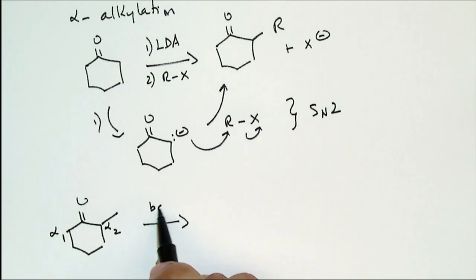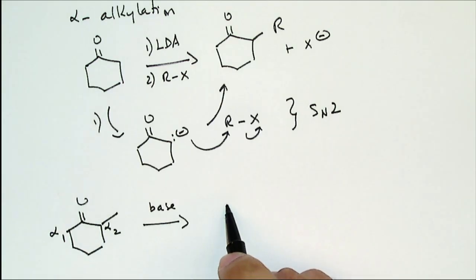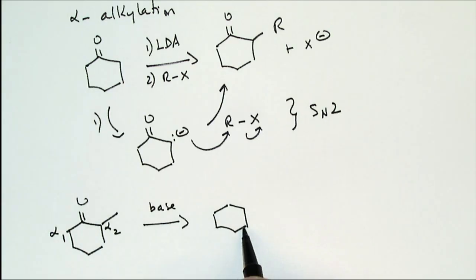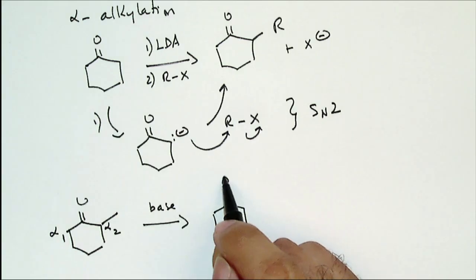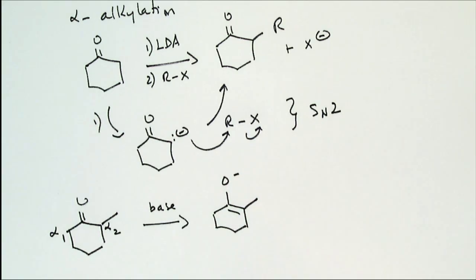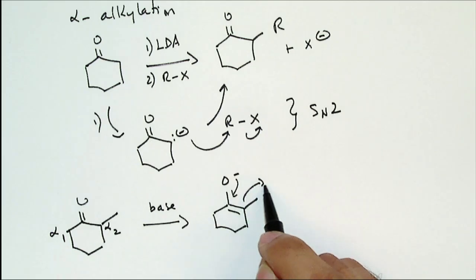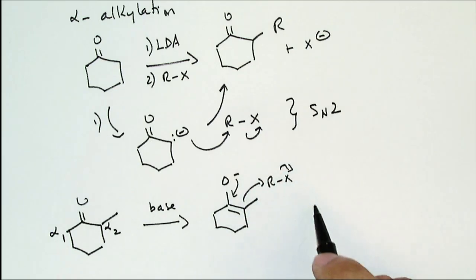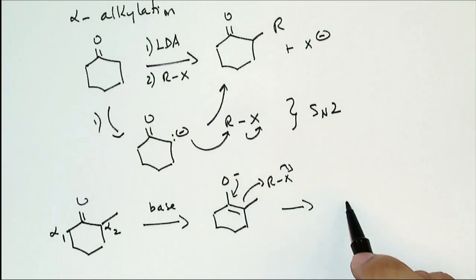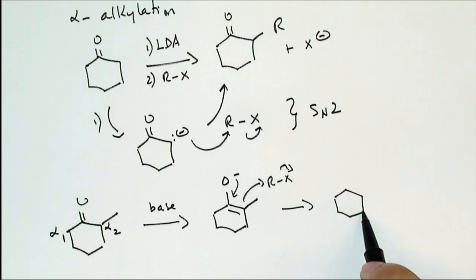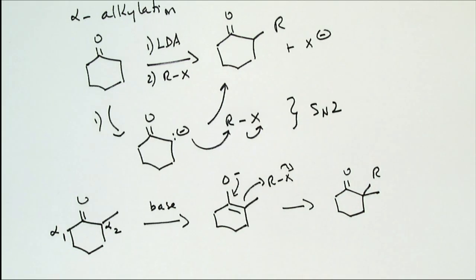I can add a base which deprotonates at the alpha 2 position, so that what I end up getting is going to be this enolate, so that when the attack on the Rx occurs like that, then the product that I'm going to get from that is going to be where the R has added at that position.